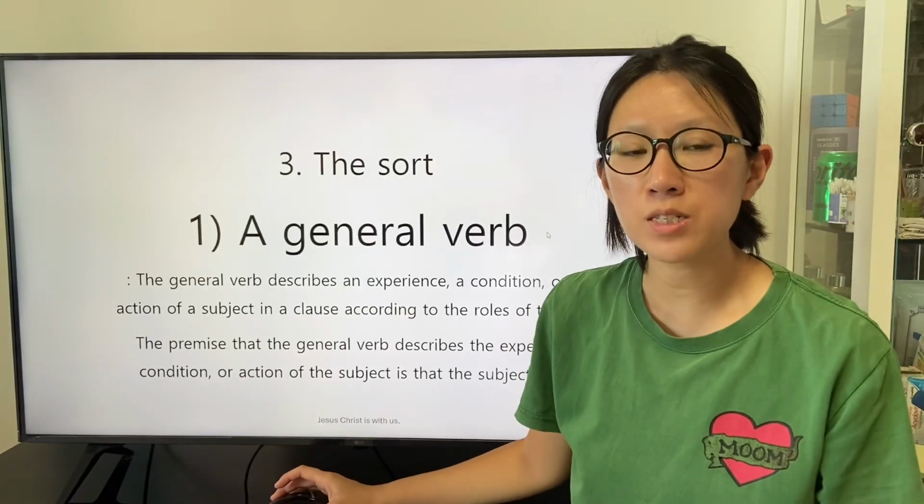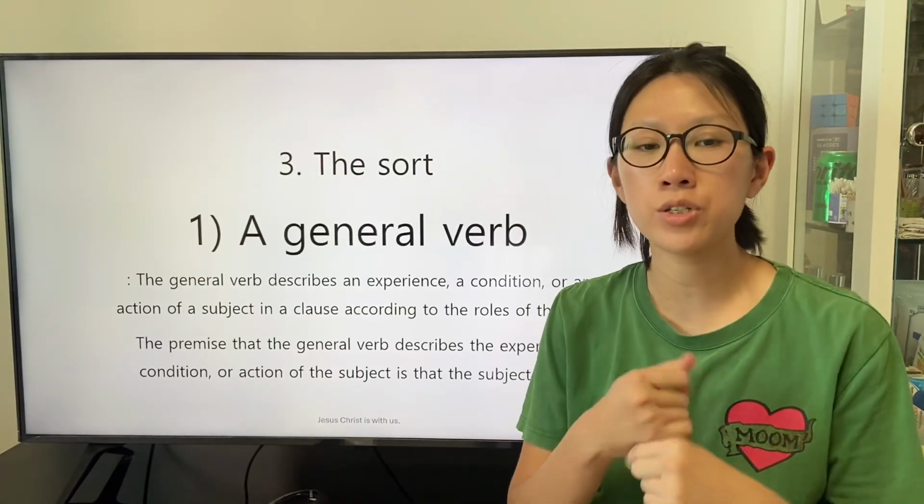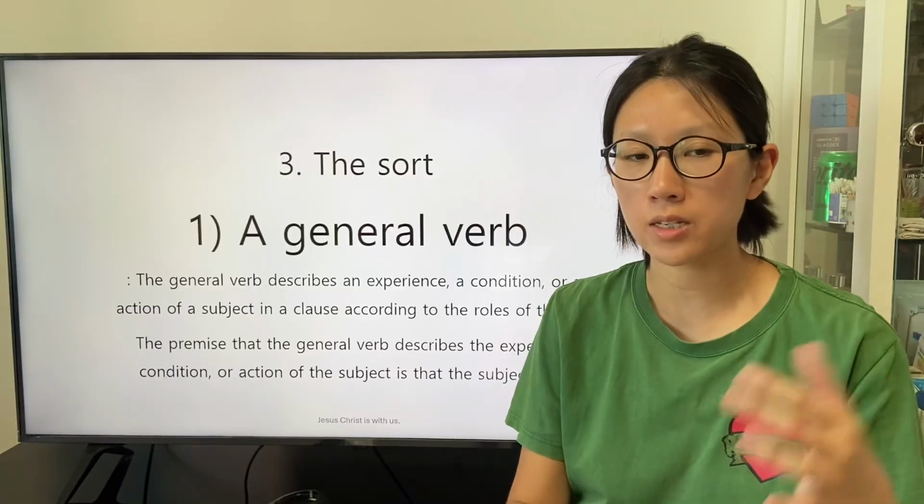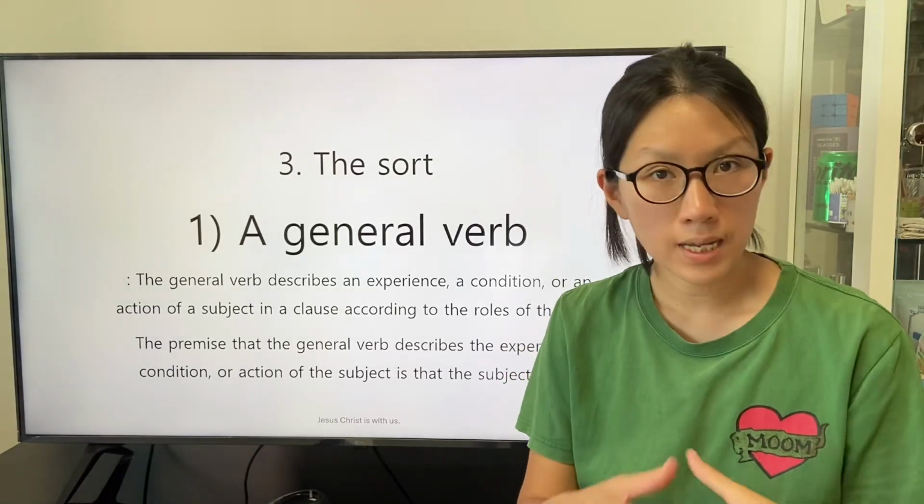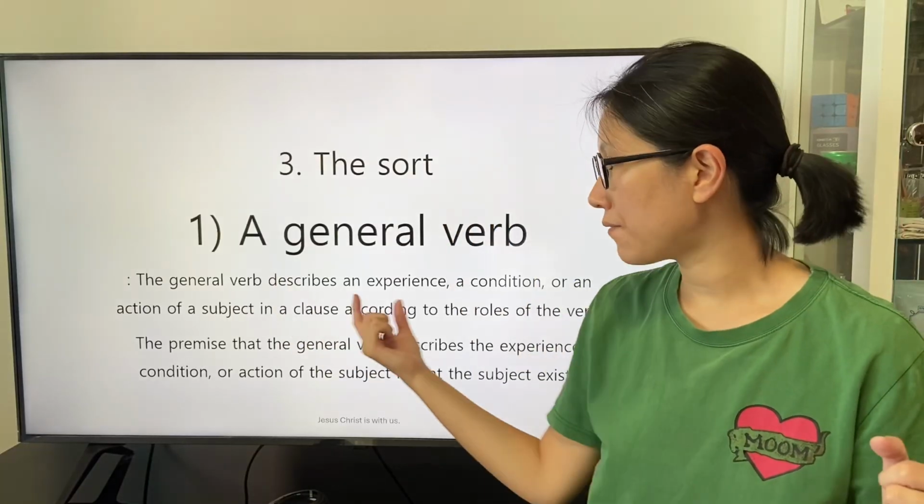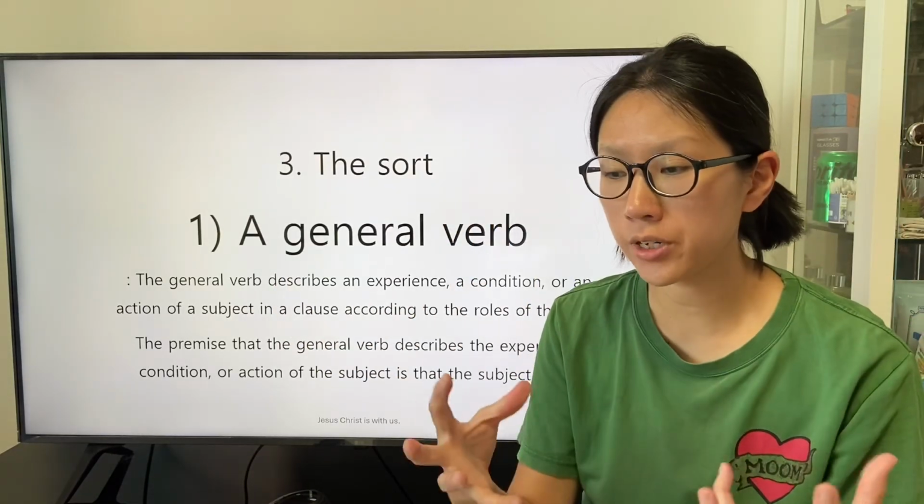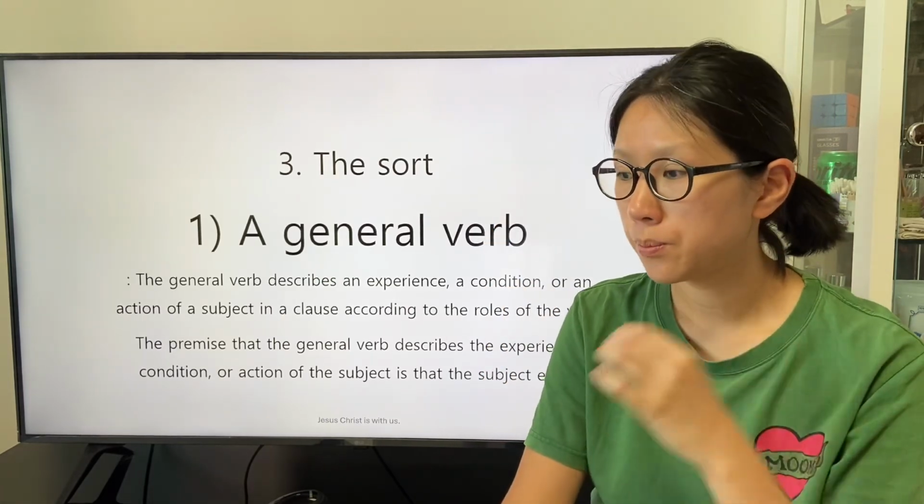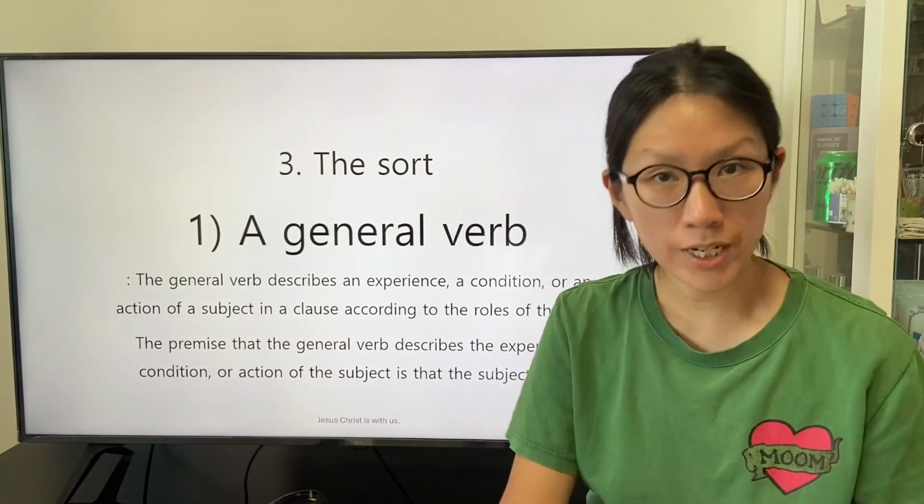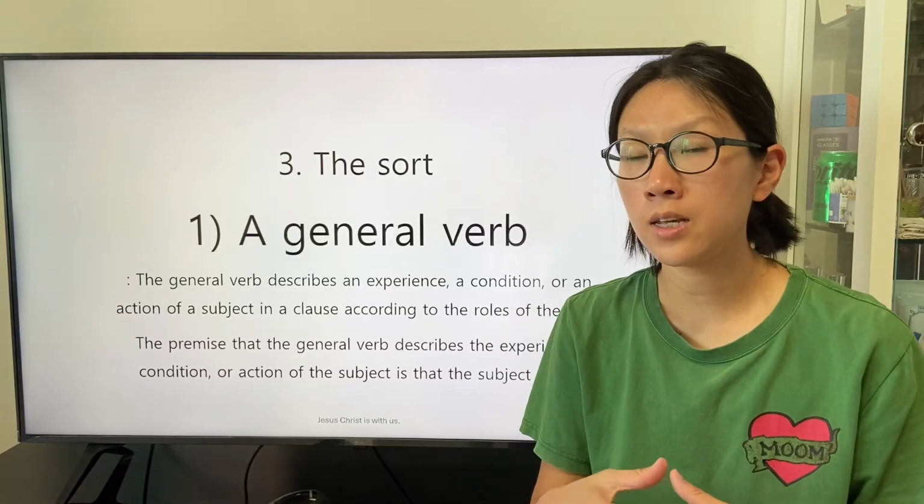The general verb describes an experience, a condition, or an action of a subject in a clause according to the roles of the verb. These three definitions were referred to from the dictionary of Cambridge University in England.